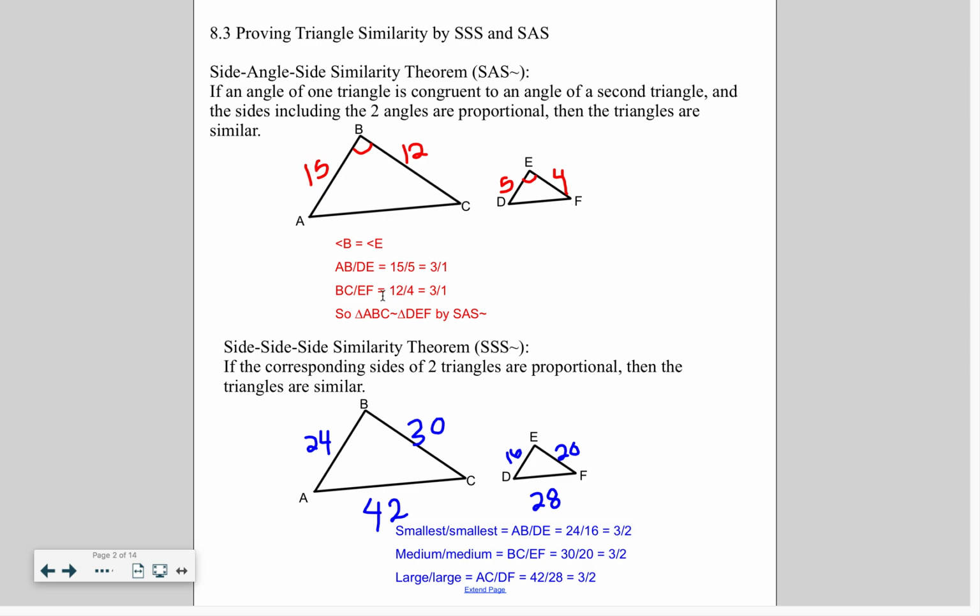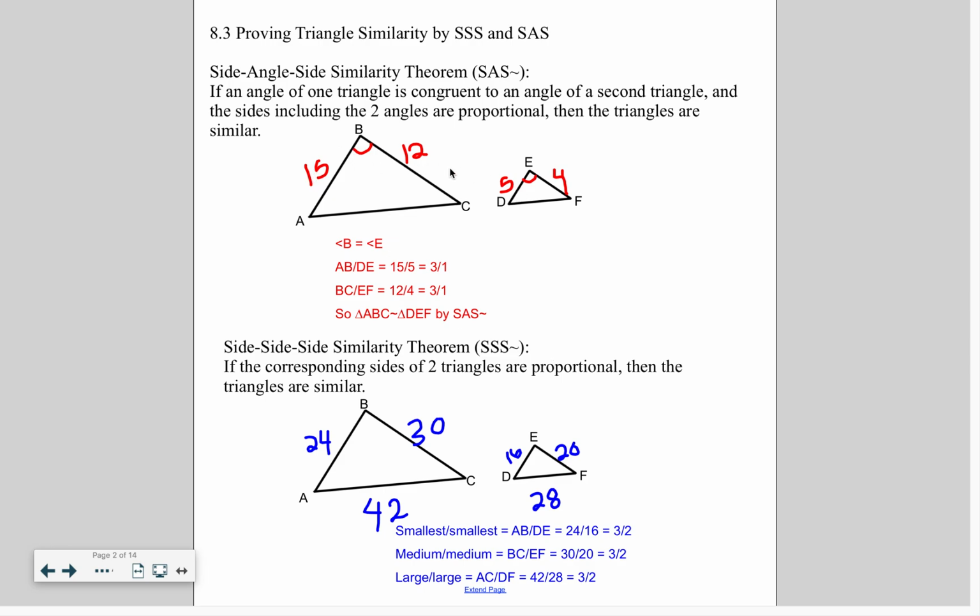So you can see I have some triangles here. You may need to draw those. Again, remember you're watching a video, so you can always push pause if I'm going too quickly. Just like when we did SAS congruence, you need that angle that's congruent to be between the sides. It's called the included angle.